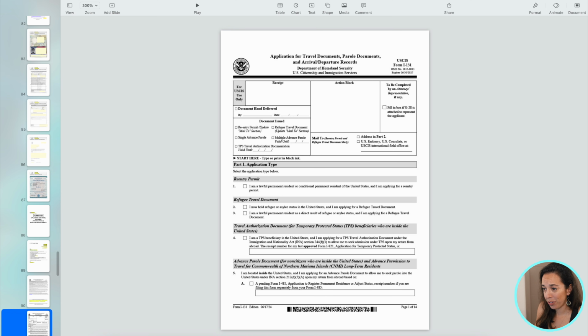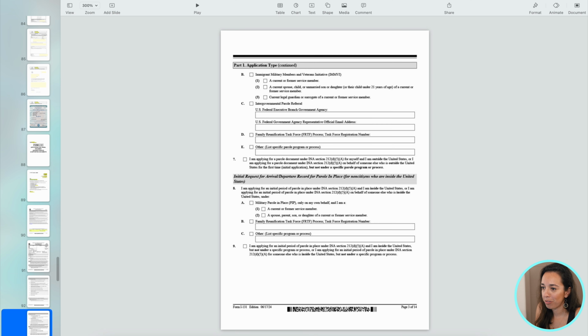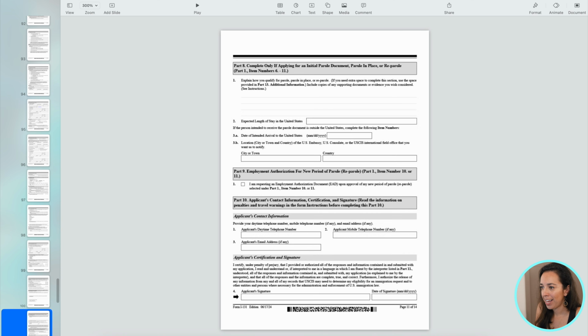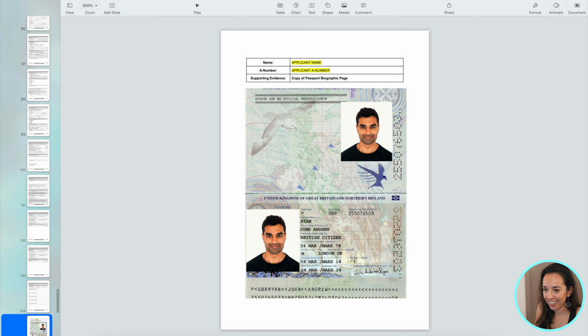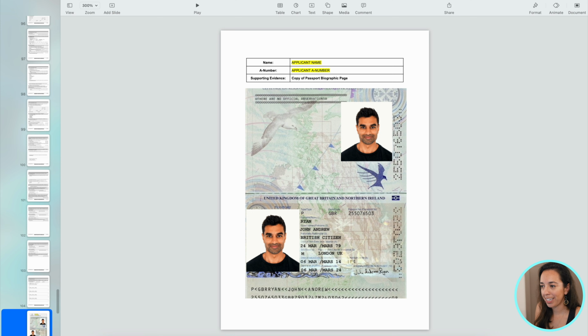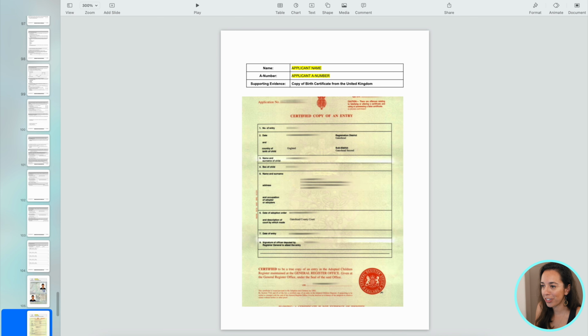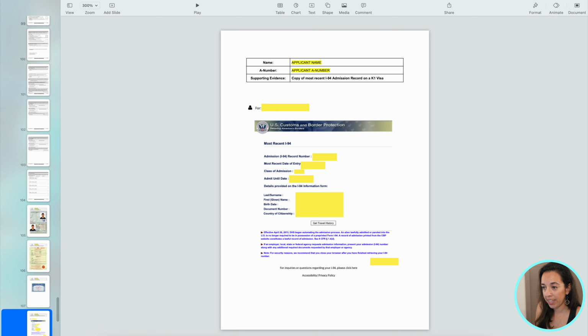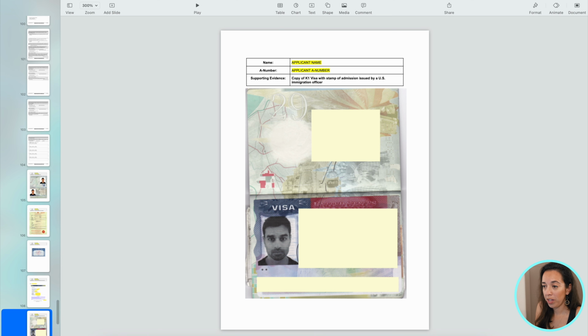Again, I can create a tutorial as to how to fill out this form specifically, but I thought I'd just run through what you're going to need to include with these forms as supplementary documents, as once again, they repeat a lot. First, we have a copy of the applicant's passport biographic page. Next is a copy of my husband's birth certificate. Then we included his Social Security card. Next is his I-94 admission record on a K-1 visa. We then included a copy of his K-1 visa with the stamp of admission.